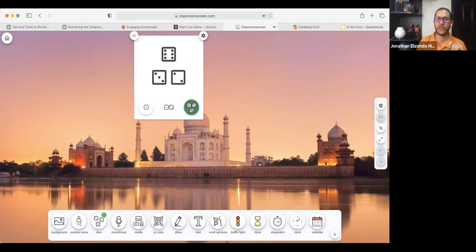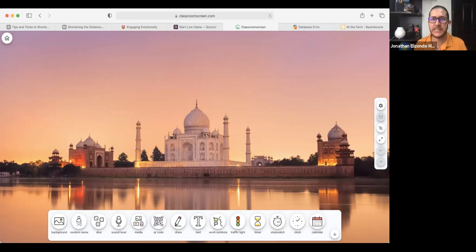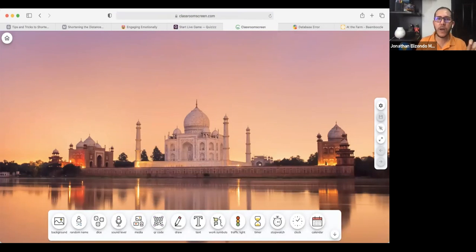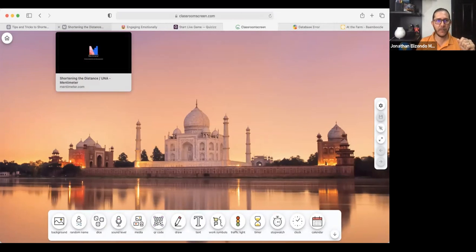I can have 1, 2, or 3 dice, and my students, we can roll the dice and they're going to get the results. Again, I can use this myself as a teacher, but I can also share the link with my students and say, I want you to use the dice in your breakout rooms and actually play this game. So you roll the die that you find in classroomscreen.com, okay? Now, there seems to be a problem over there.